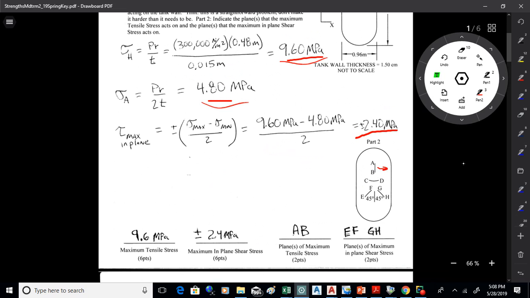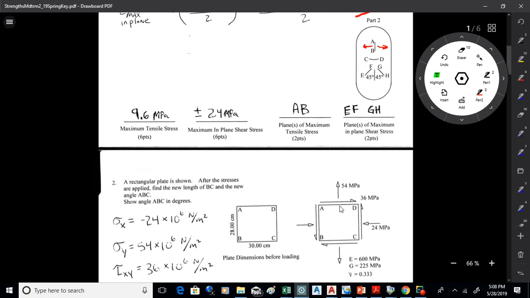That splits the tank in half the long way, so that'll act like that on plane AB. The shear stresses act 45 degrees off of the plane of the maximum normal stresses, so that would be EF and GH for the planes of maximum shear stress, in-plane shear stress.